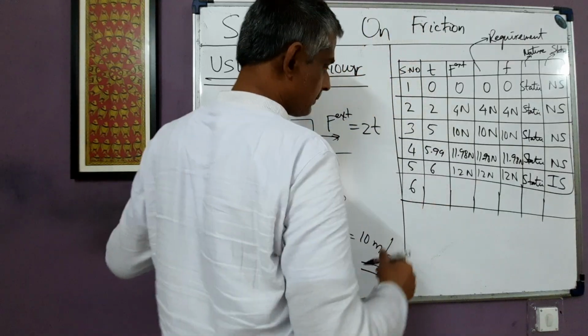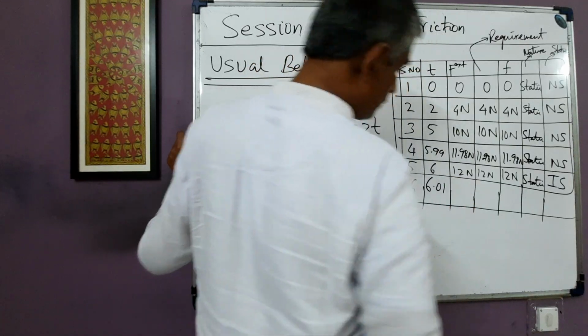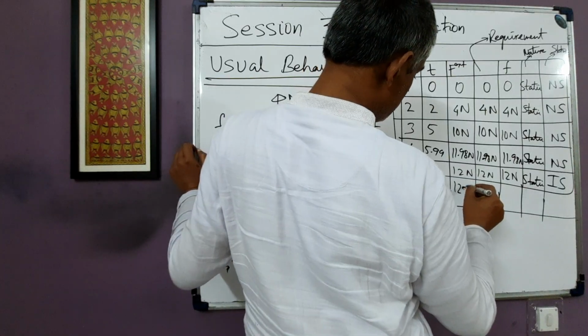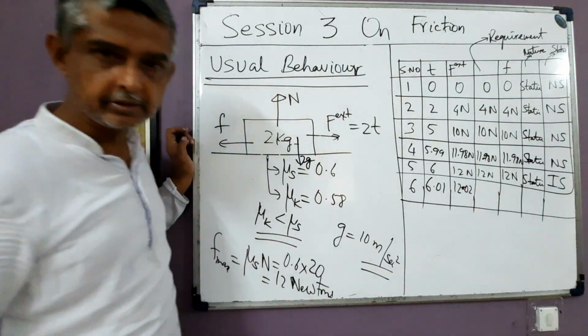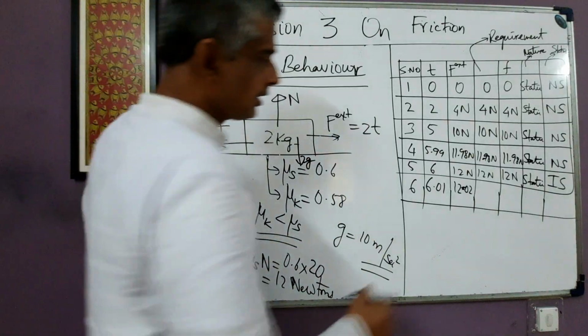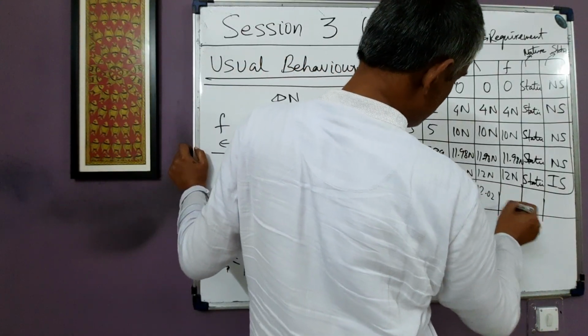Serial number 6, at 6.01 seconds, the external horizontal force becomes 12.02 Newton. Alright, fine. Now what is the requirement? The requirement also becomes 12.02 Newton.